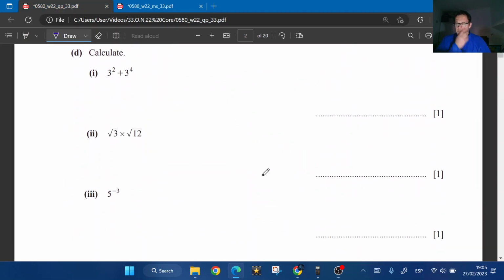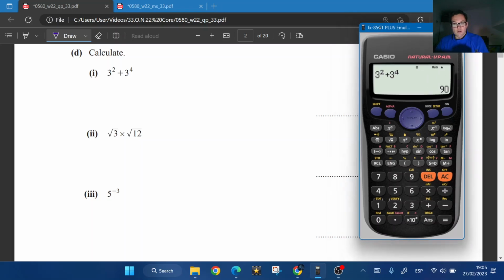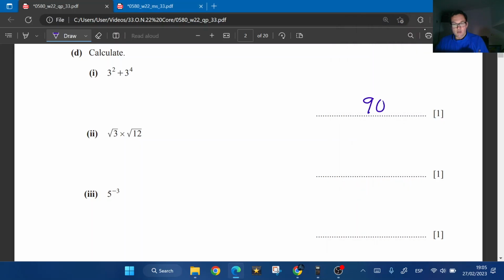Right, next one. This is just a calculator question. You've got your calculator, use it, type it in. Make sure you know how to put any index in using the right buttons. So that gives us 90.